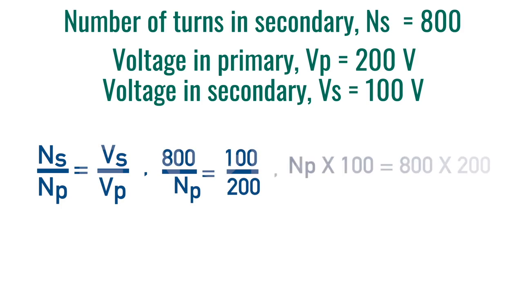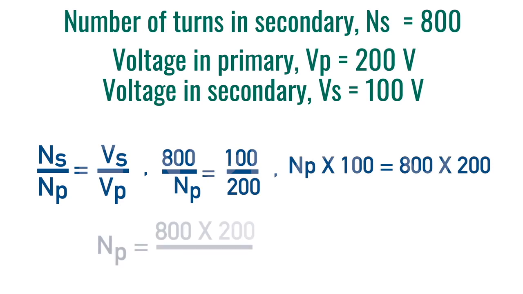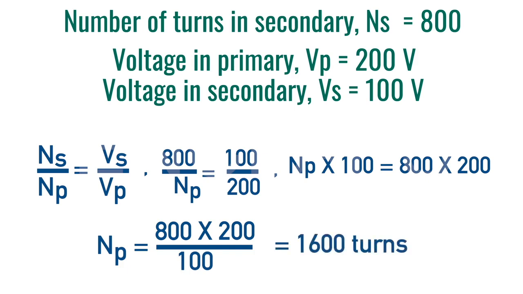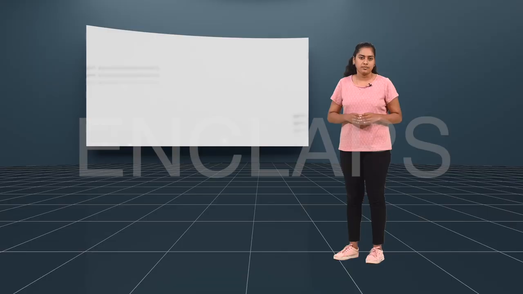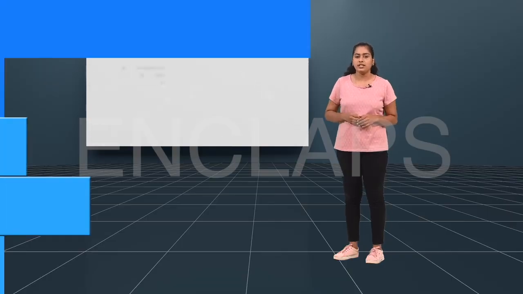That is, Np into 100 is equal to 800 into 200. So, Np is equal to 800 into 200 whole divided by 100, which gives the total number of turns in primary is found out to be 1600. Let's move to another question.